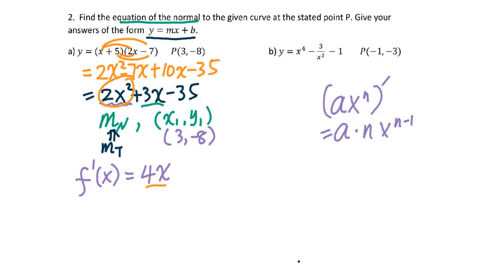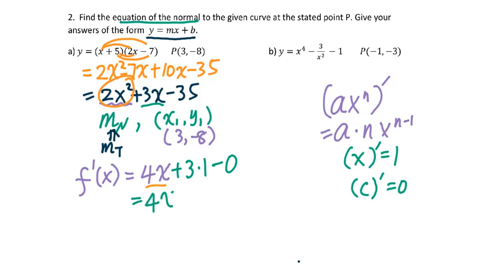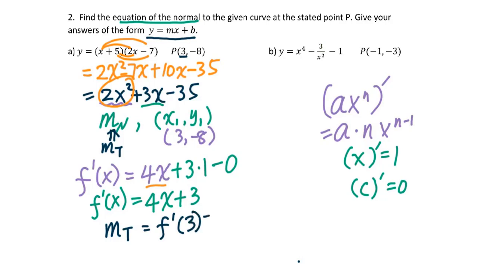For the next one, the derivative of x equals 1, so you get 3 times 1. Then the derivative of a constant number will be 0. Organize, and you will get 4x plus 3. That's the derivative function, or gradient function. Then the slope of the tangent line will be f prime of 3. So you will get 4 times 3 plus 3, so you get 15.